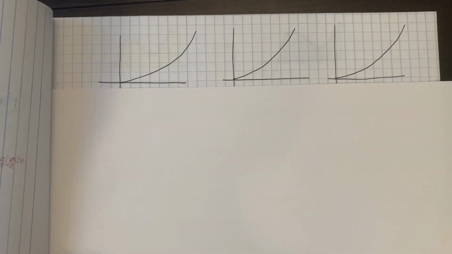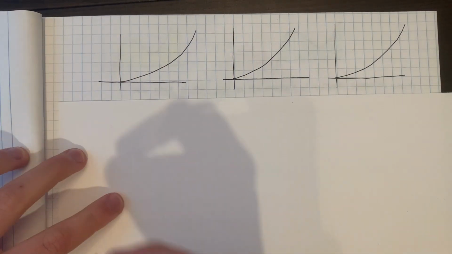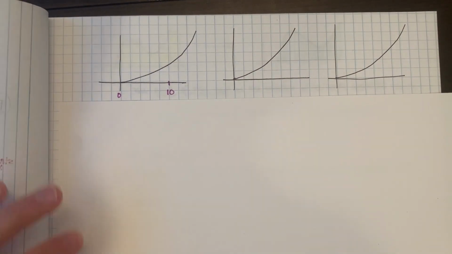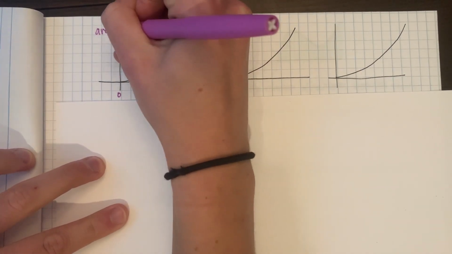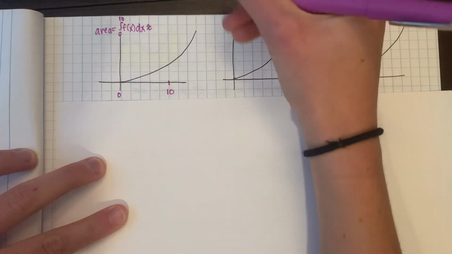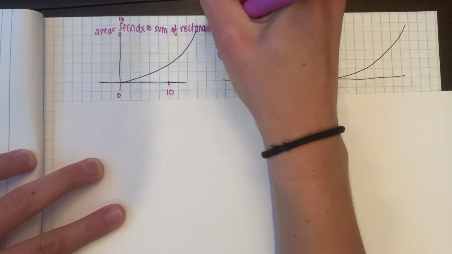So yesterday or today, depending on when you're watching this, in class, we approximated area by summing up rectangles. So if we have this nice graph that you see three times over, we would, let's say, take the area from 0 to 10. Let's call this 10. And we would approximate area is equal to the integral from 0 to 10 of f of x dx, which was approximately equal to the sum of the rectangles that we draw in.